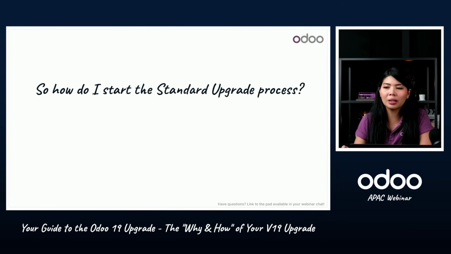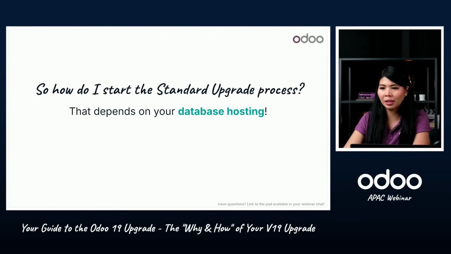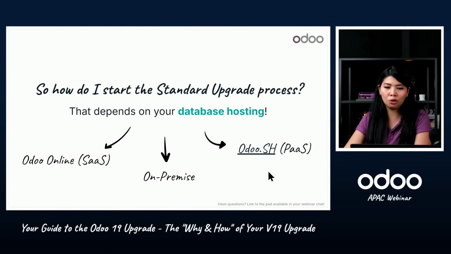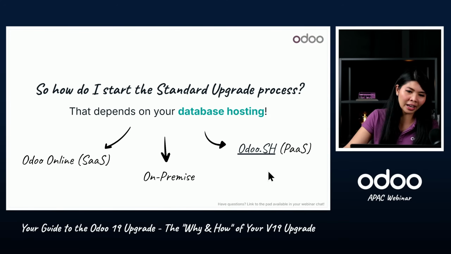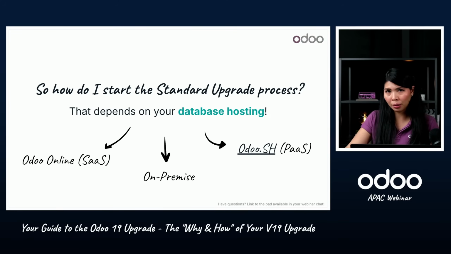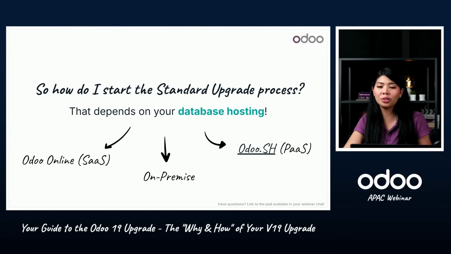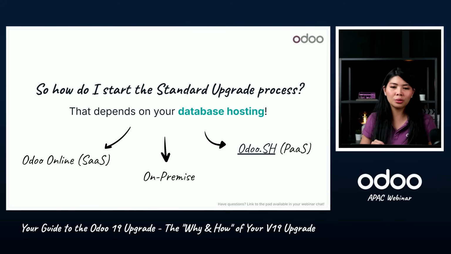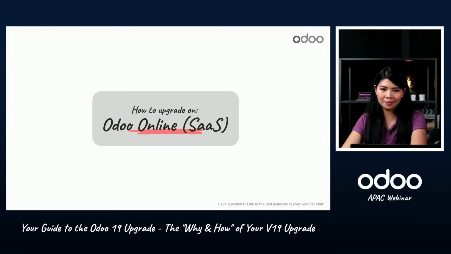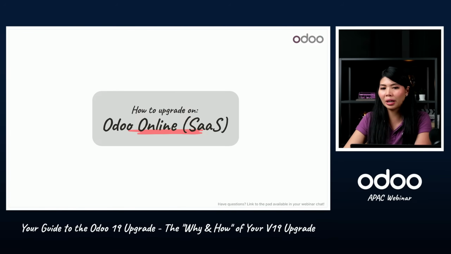So how do I start a standard upgrade process when we look through here? This is really going to depend on your database hosting, and we have a few that you probably are already familiar with. We've got Odoo Online, which is our SaaS hosting, on-premise or your own servers or own cloud hosting. And we've also got Odoo SH or Platform as a Service. There's a different way to start the upgrade process, but all of it is pretty simple. So how do you start?